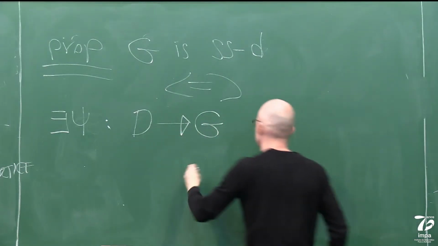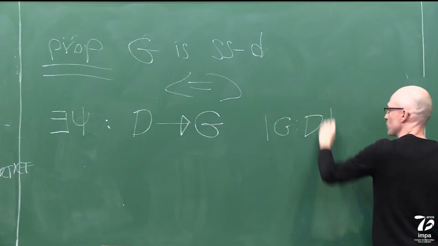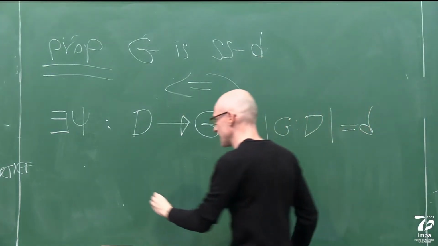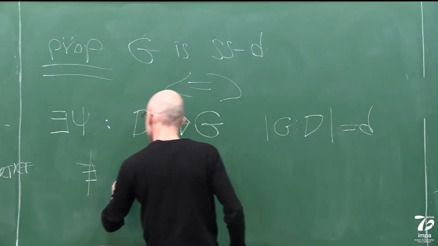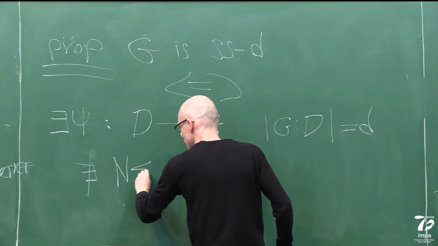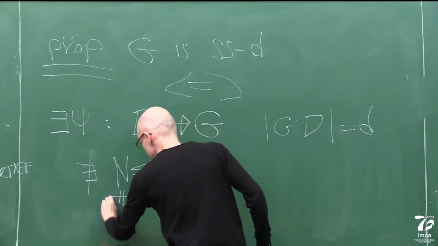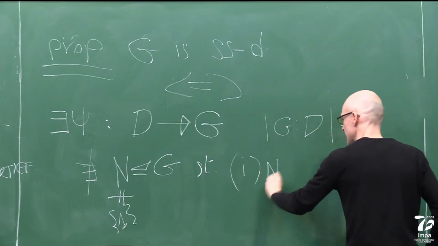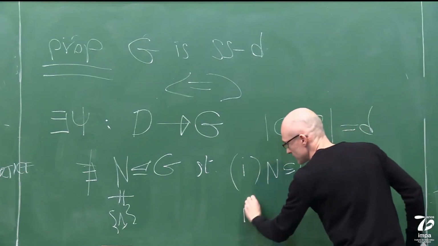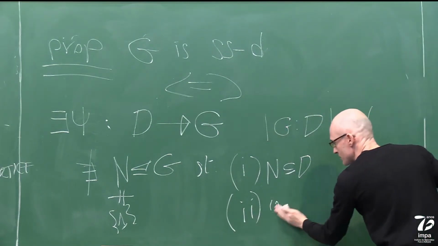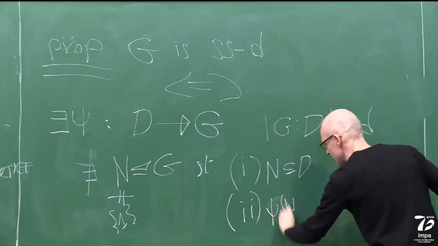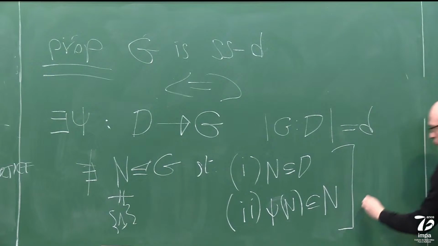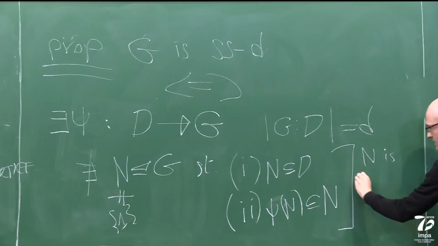of morphisms, where D is a subgroup of G of index precisely d, and there is no normal subgroup of G, non-trivial, such that number one, N is contained in the domain, and second, psi of N is contained in N. I call these two properties N is psi invariant.